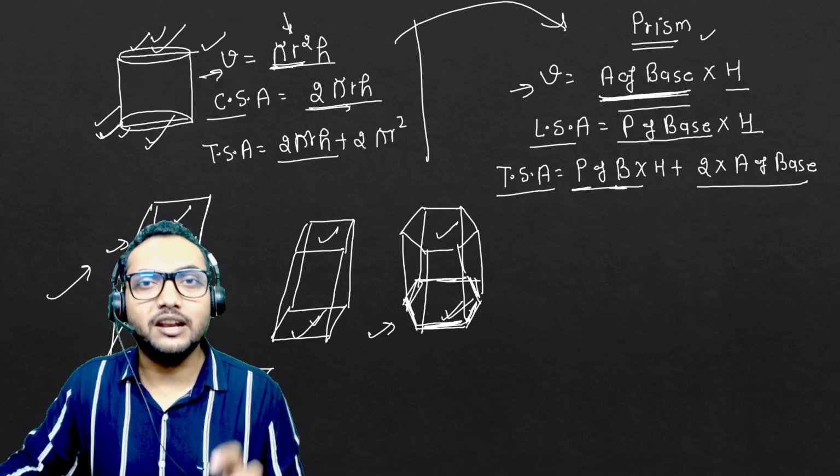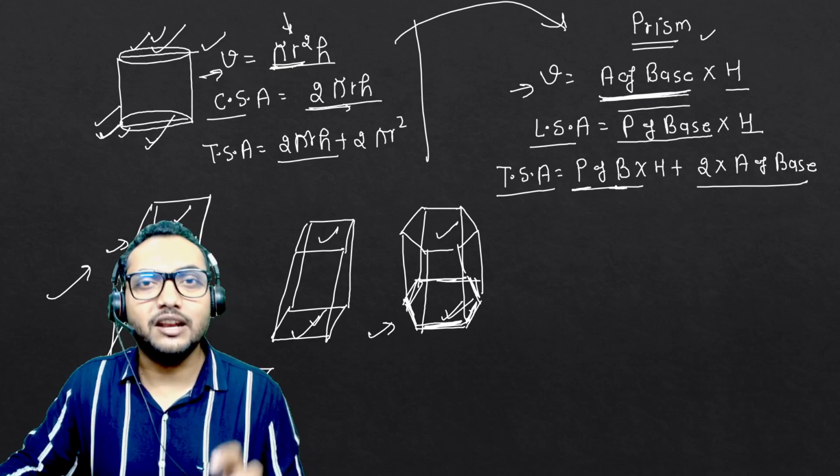Curved surface area of the right square pyramid. A right square base pyramid means this is the square base, and now we will join these edges. So now this is the square pyramid.